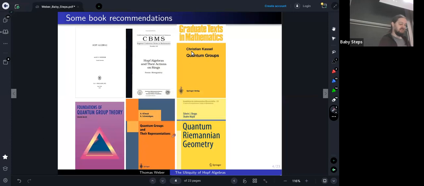And okay, the last 2 books. This one by Klimyk and Schmüdgen is about representation theory of quantum groups. And the last one here, as I mentioned, on quantum Riemannian geometry, is a little bit more difficult. So if you want to read this one, you should definitely first have a good understanding of Hopf algebra theory. But I also recommend it.